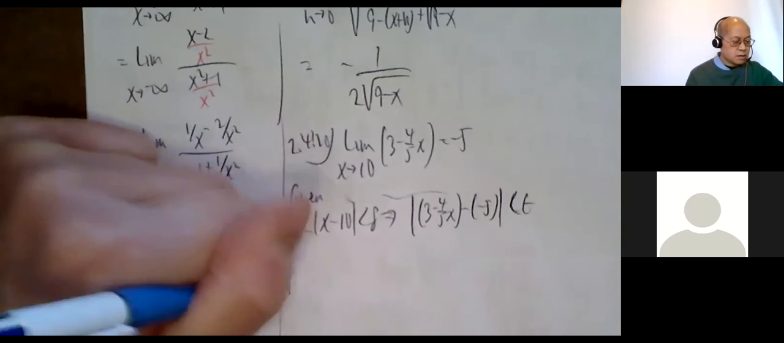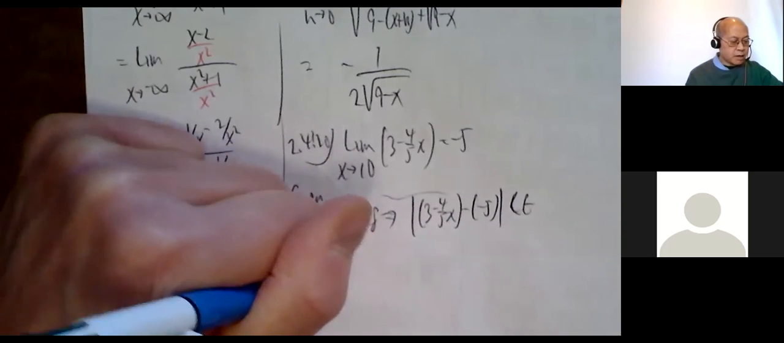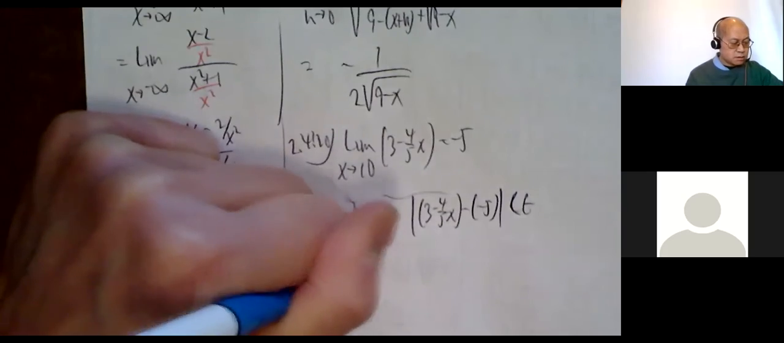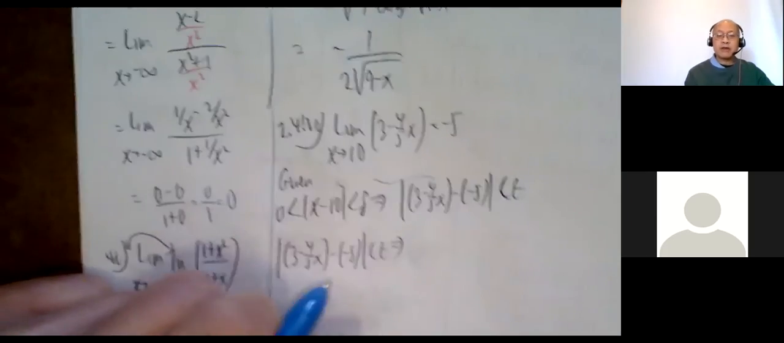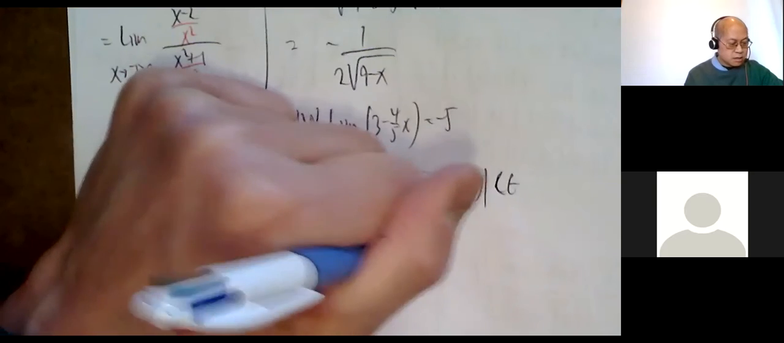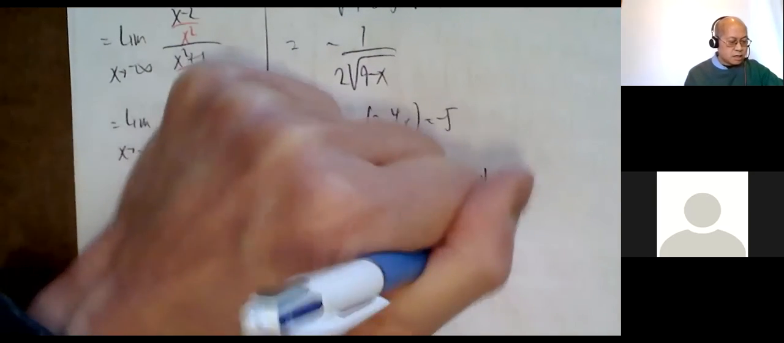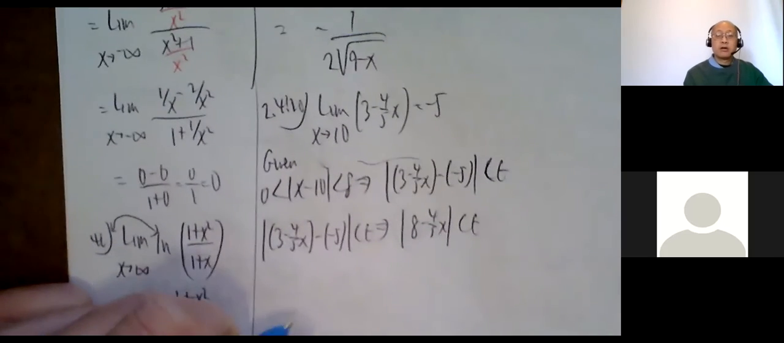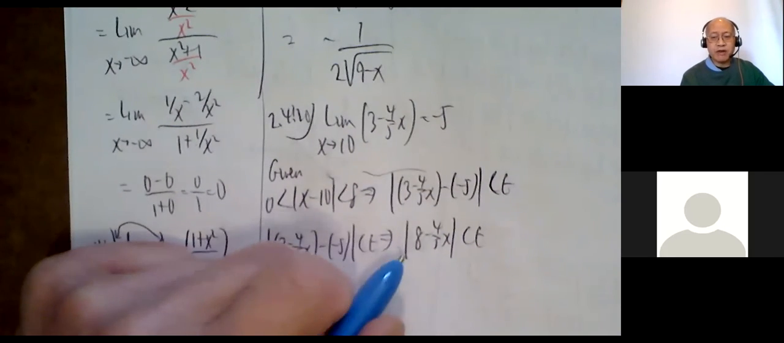Okay, so 3 minus 4/5 x minus a minus 5 less than epsilon. 3 plus 5 is 8. 8 minus 4/5 x less than epsilon. Okay, so what I need to do is get that to be x. I can do that if I multiply both sides by 5/4.